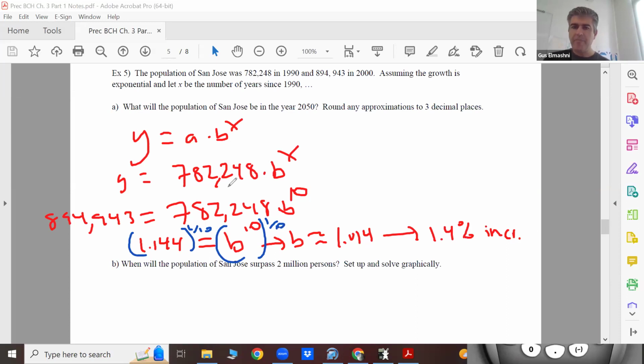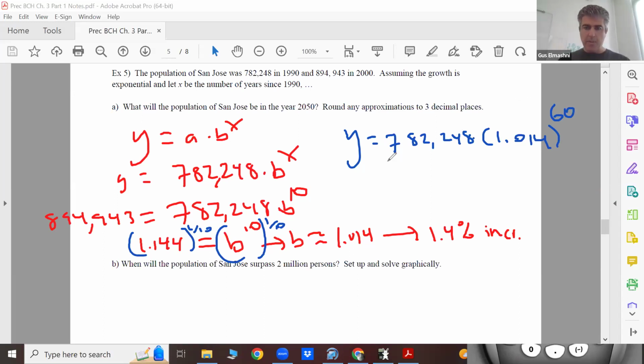Yep. So now I can figure out the population in the year 2050, assuming that the growth stays about the same. And I have to put 60, right? Because 2050 is 60 years after 1990. So if I work that out, 782,248 times that raised to the 60th power. Oh boy. 1.75. I don't think you can support that many people. No, 1 million people. Almost 2 million.